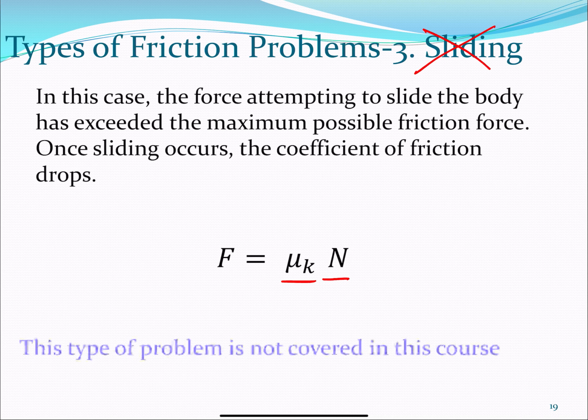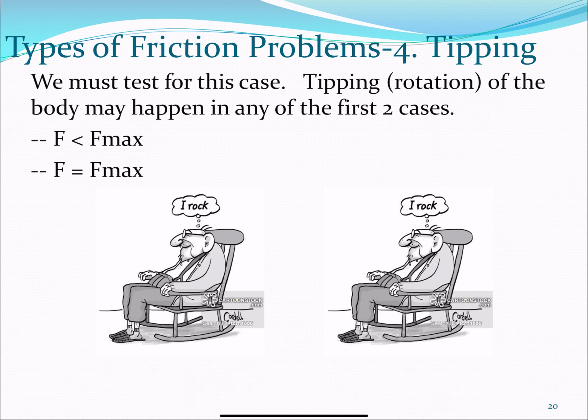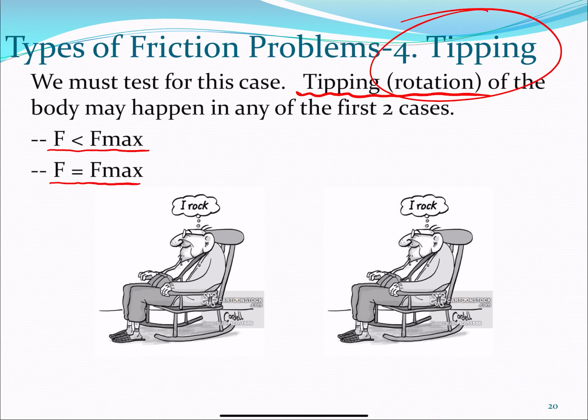Now, case number four is something that we will be doing quite a bit in this course. Checking for the possibility of tipping, right? Tipping. So we must test for this case. Tipping, which is rotation of the body, may happen in any of the first two cases, when the friction force is less than F max and when the friction force is equal to F max.